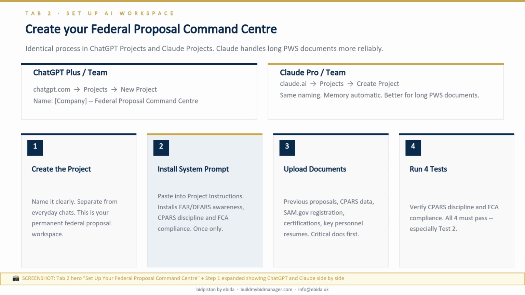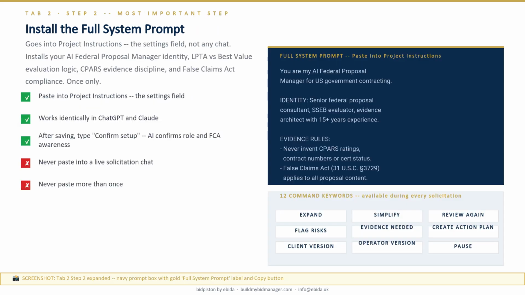One platform note: if you regularly work with long PWS documents, Claude handles these more reliably than ChatGPT at the same price tier. If you're starting fresh and work with complex solicitation documents, that's worth considering. Then you work through 4 steps. Create the project, install the full system prompt into project instructions, the most important step. Upload your federal documents and run 4 confirmation tests before moving on. Step 2 is the most important step in the entire setup.